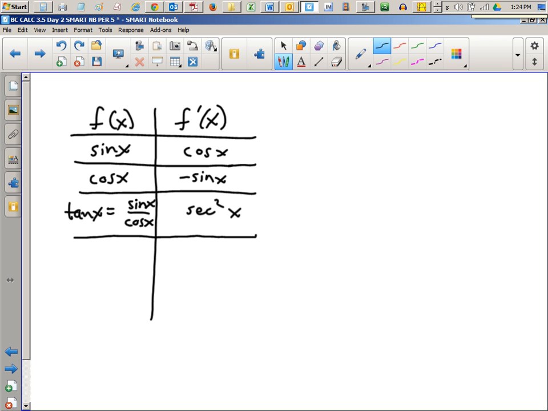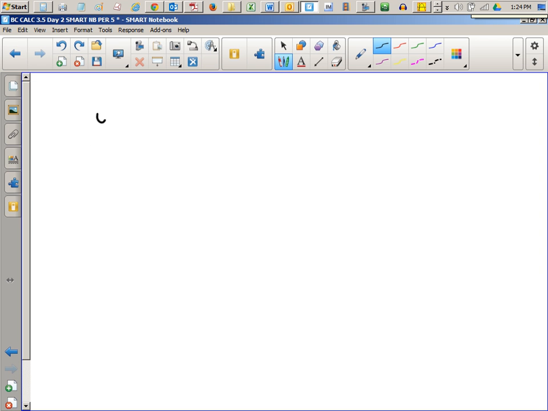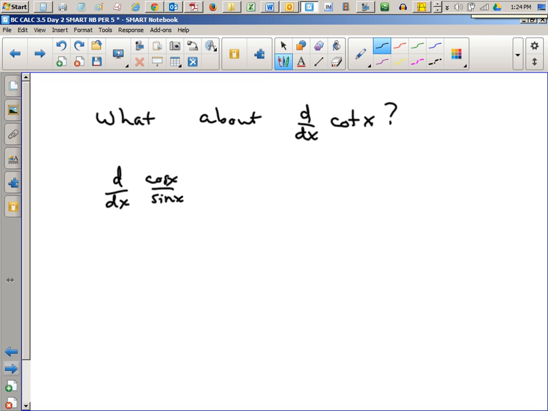So I think it'd be worth our time to just do cotangent real quick. Maybe we could do secant together, and you could try cosecant on your own time. Okay? So we're going to try doing cotangent x. That's just cosine over sine. So the question is, what about the derivative of cotangent x? Okay, so the function is cosine x over sine x in disguise, right? That's what cotangent means, one way to write it.